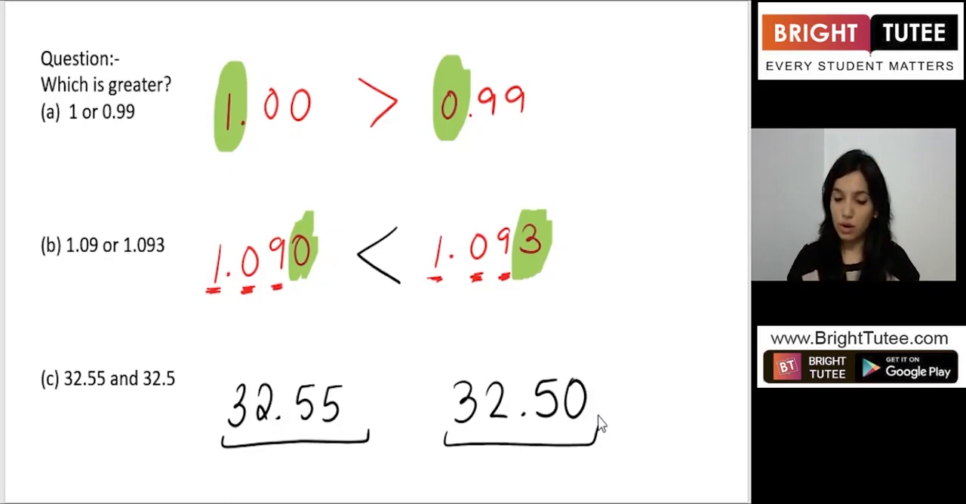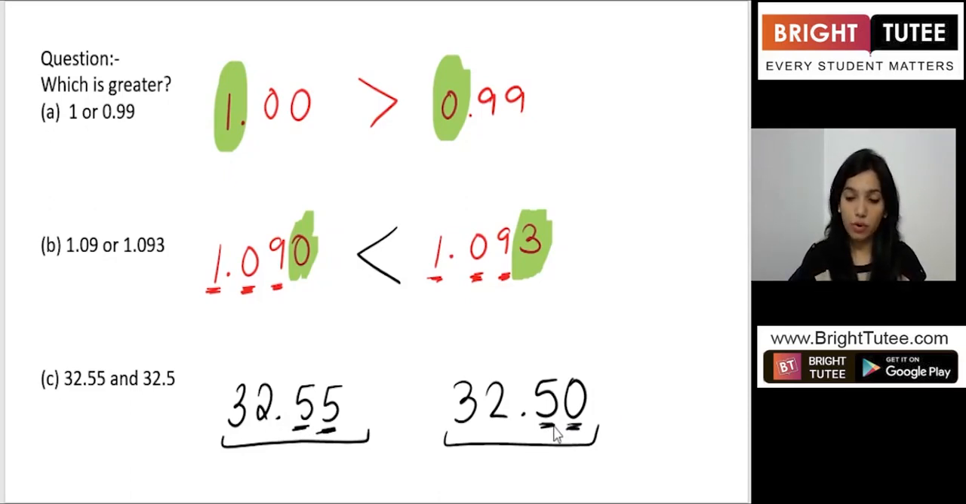Okay. So now comparing the two, clearly we can see that the whole numbers are equal. Both sides we see 32. Then the number sitting at the tenths place, on both sides it's a 5. So again we can say that they are equal. We need to move further. Moving further, we see that in the first number we have got a 5 and in the other one it is a 0. So the answer that we have got, which is bigger, is that 32.55 is the greater number.